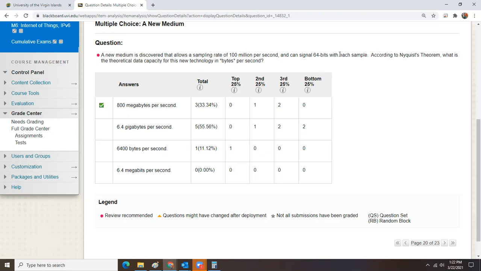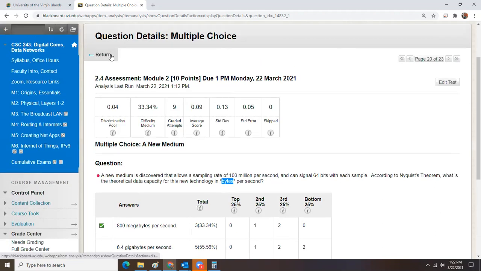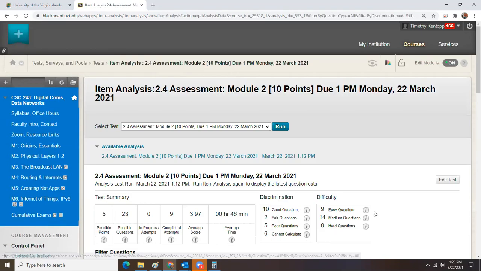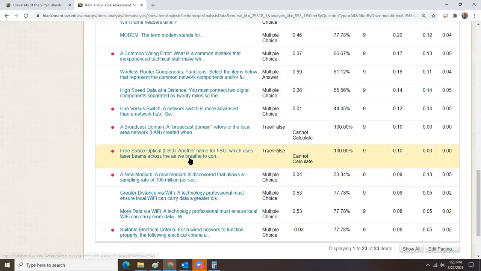So very straightforward. Multiply the sample rate times the number of bits per sample. So 100 million samples per second times 64 bits per sample, and then divide by 8 if we're asking for bytes, or leave it the same if we're asking for bits. Any question on this item? Hearing none, we'll move right along.